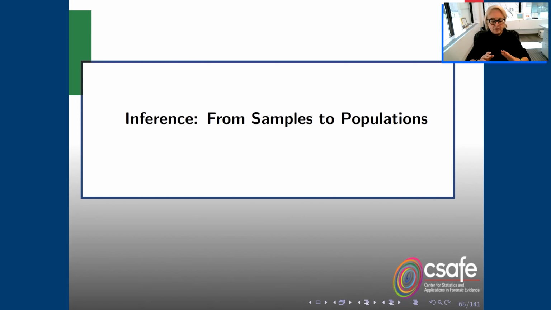Remember we introduced this finite population correction factor. That's going to come in pretty prominently in almost everything we do today. So today we're going to talk about inference, how do we manage to say something about the population using the sample items we have.